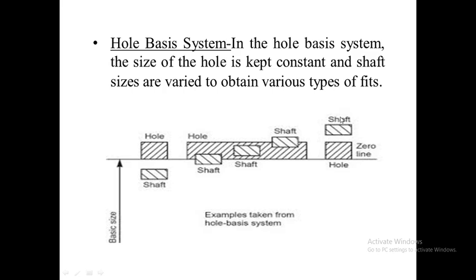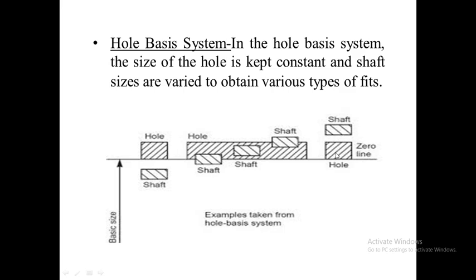And the third case, in which the tolerance zone for the hole, that is this part, is overlapping with the tolerance zone of shaft, that is these parts. So when the tolerance zone for the hole as well as the tolerance zone of the shaft are overlapping, the resulting fit will be a transition fit. So basically in hole basis system, the size of the hole is always constant. You can see again that this tolerance zone, this tolerance zone, and this tolerance zone, all three tolerance zones are for the hole.